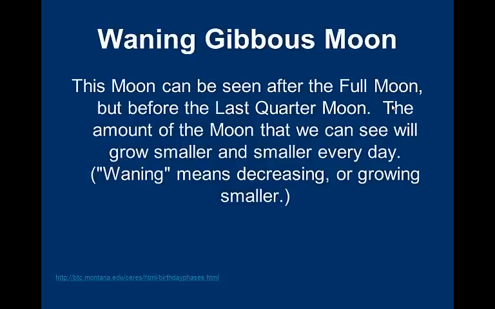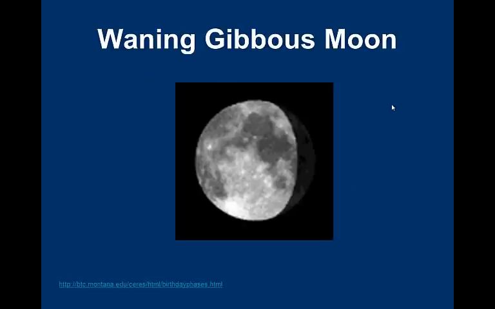A waning gibbous moon. This moon can be seen after the full moon, but before the last quarter moon. The amount of the moon that we can see will grow smaller and smaller every day. Waning means decreasing or growing smaller. So there's a waning gibbous moon. It looks exactly opposite of a waxing gibbous.